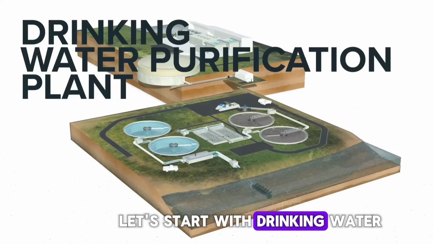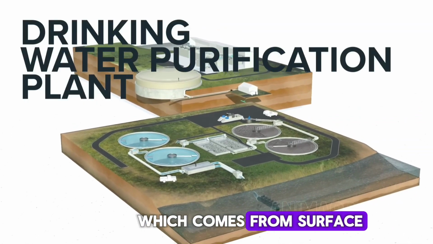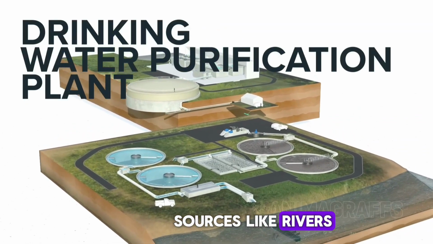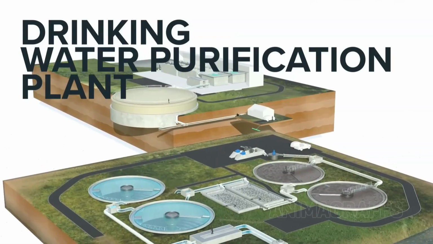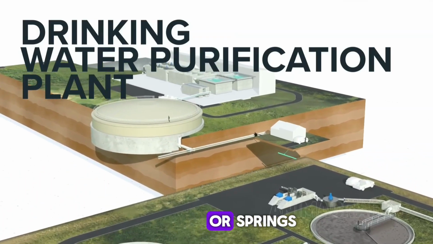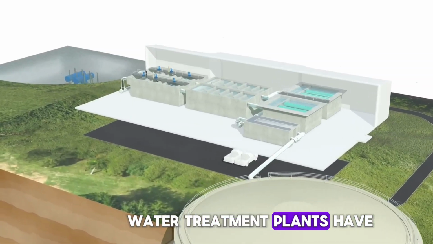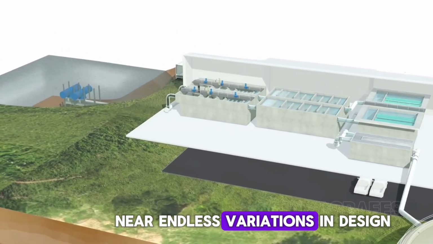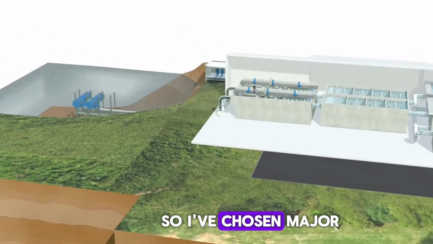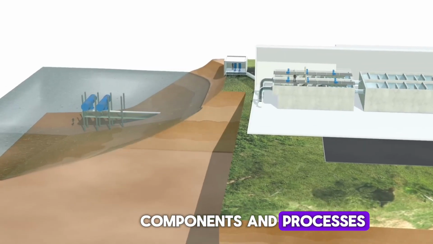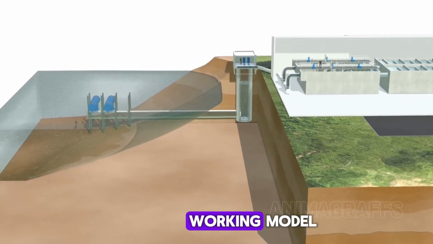Let's start with drinking water, which comes from surface sources like rivers, lakes, and reservoirs, or from underground wells or springs. Water treatment plants have near endless variations in design, so I've chosen major components and processes to create a general working model.